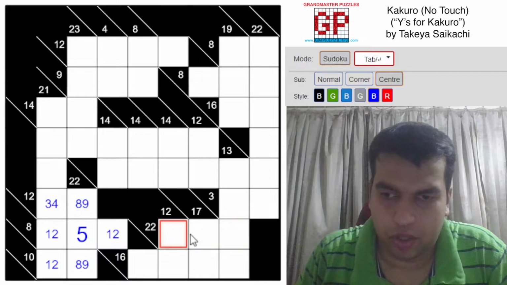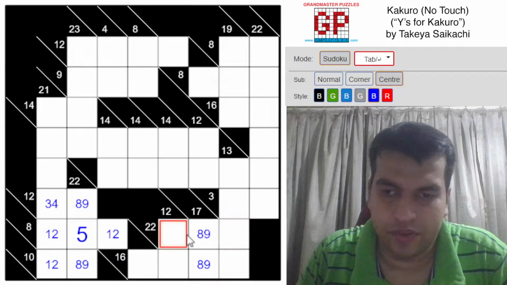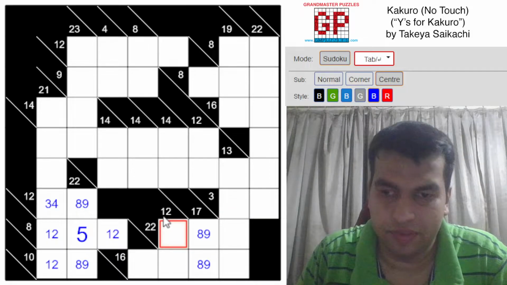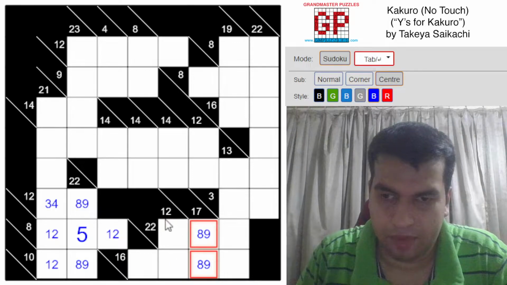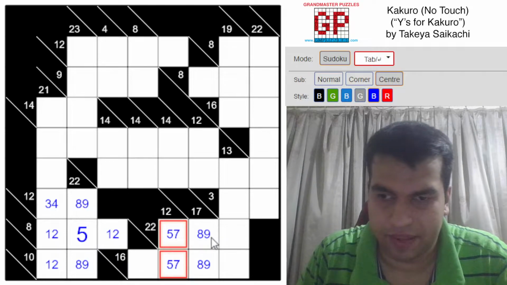The next spot you can look at is this spot where it's an 8 and 9. Now, because it's a no touch variation, we see that restriction come into play for the first time. This 12 can't be 8 and 4 because there's an 8 in one of these two cells. It can't be a 9 and 3 because there's a 9 in one of these two cells. So what happens is it's a 5 and 7.